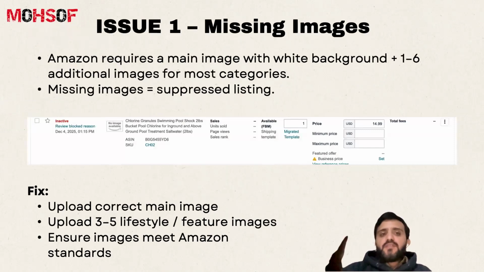So, missing images. Amazon requires you to put an image with a white background as the main image. If you don't have a main image, your listing gets suppressed. Then they have additional space for 6 images. In some categories, they accept 2 or 3 images, and in some categories, 4 to 5 images are needed. If the images are not present, the listing will get suppressed. As you can see in the screenshot, there is no image in the listing because I created it recently and have not uploaded any.